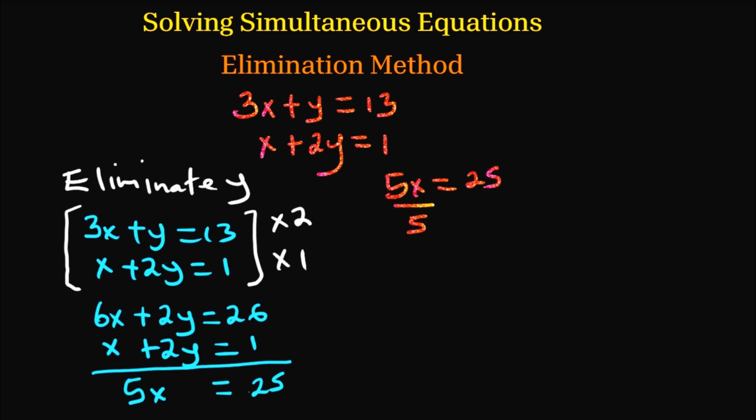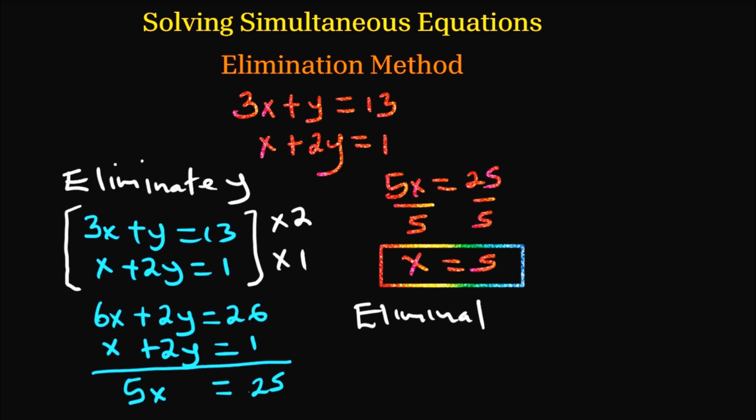Divide both sides by 5 so that x is equal to 5. So we have eliminated y so that we are able to solve for x. So now we can eliminate x to solve for y. So we eliminate x. So the equations are 3x plus y equals 13 and x plus 2y equals 1.